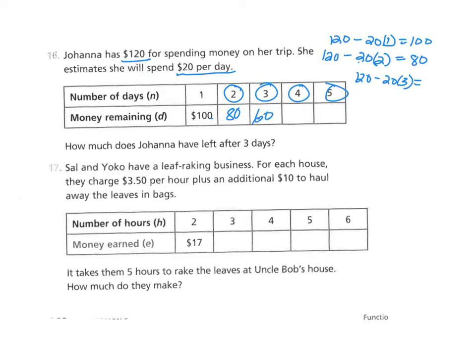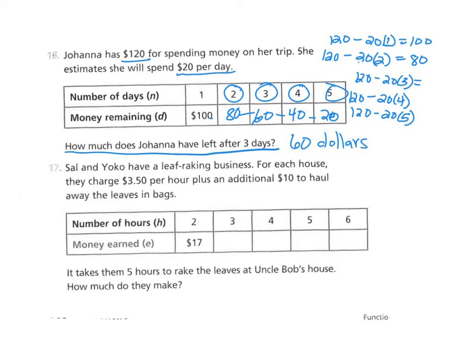Let's continue on and see if it works all the way through. 120 minus 20 times 4 is 120 minus 80, which equals $40. 120 minus 20 times 5 equals 20. So let's see, are we constantly going down $20 between each day? The answer is yes, but the question is, how much does Joanna have after 3 days? After 3 days, she has $60.